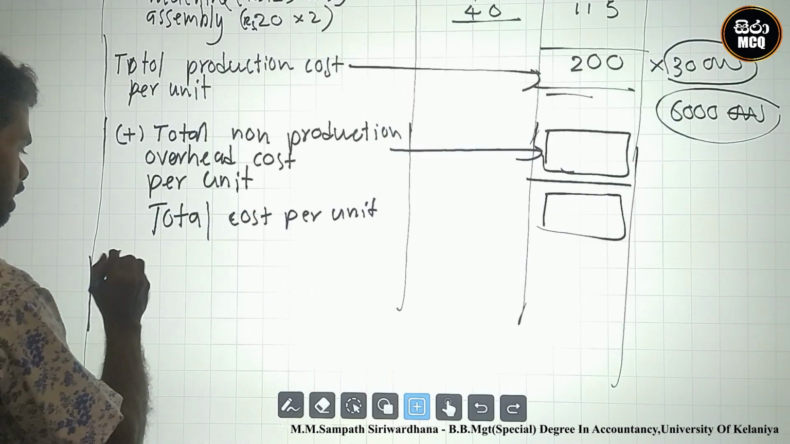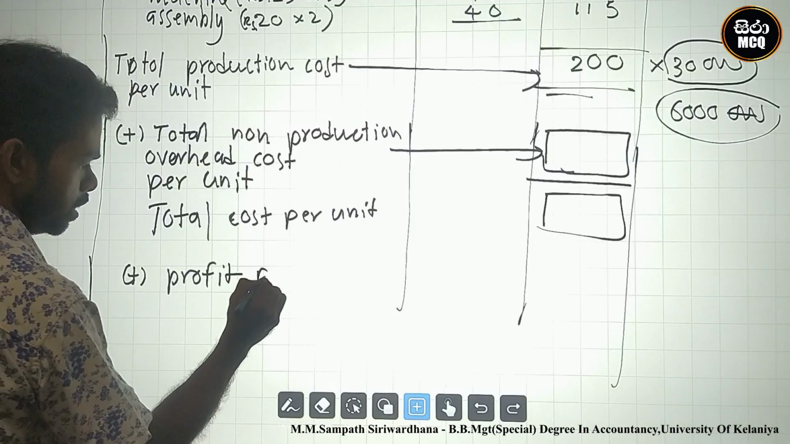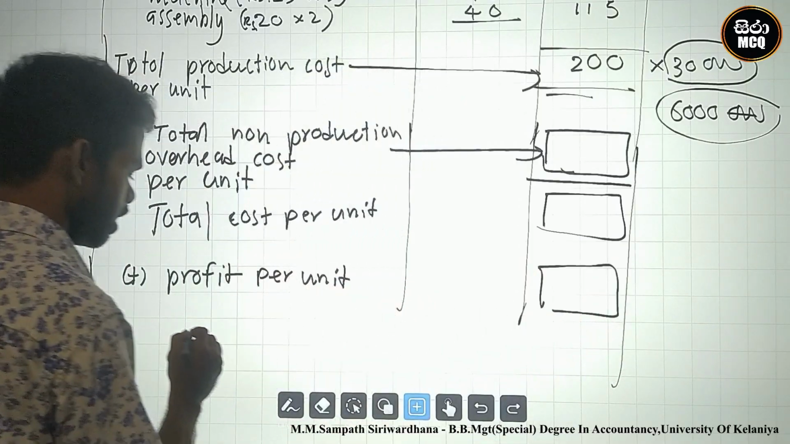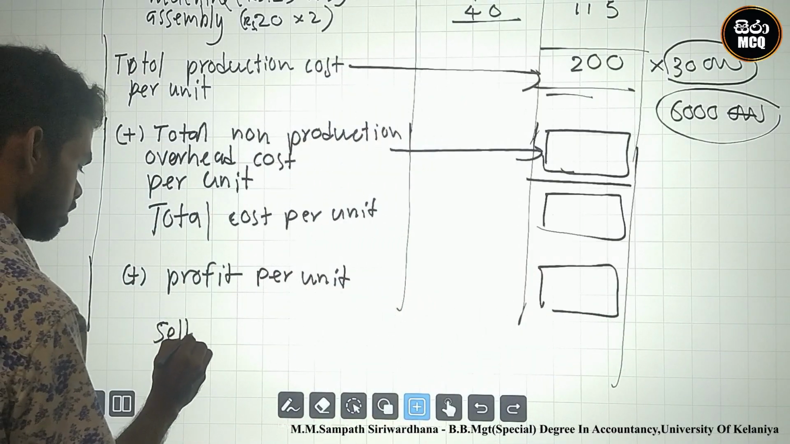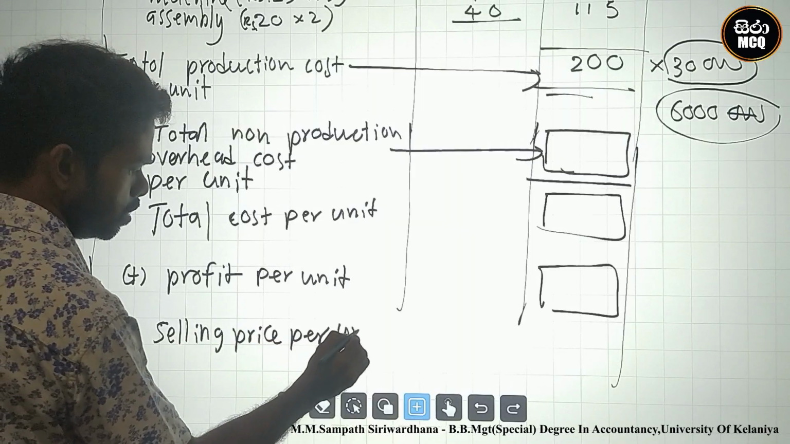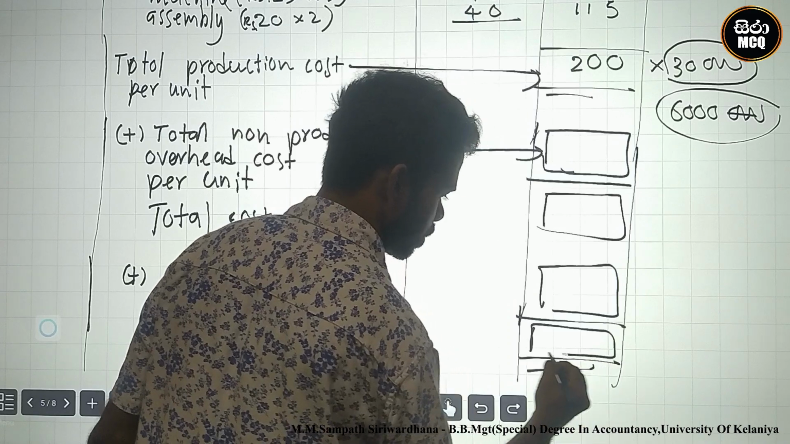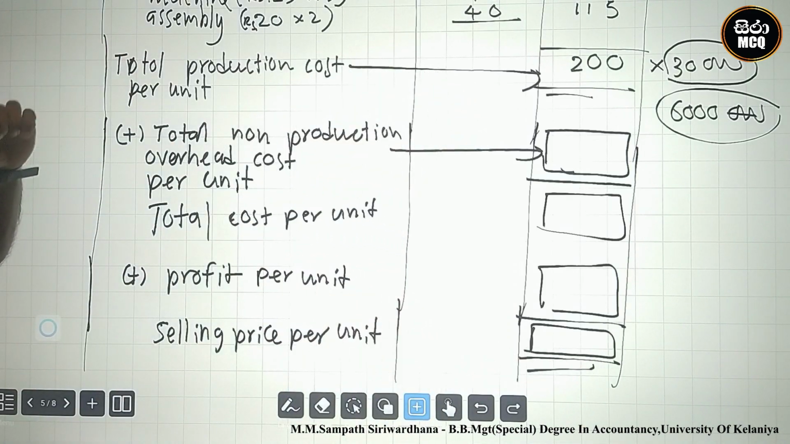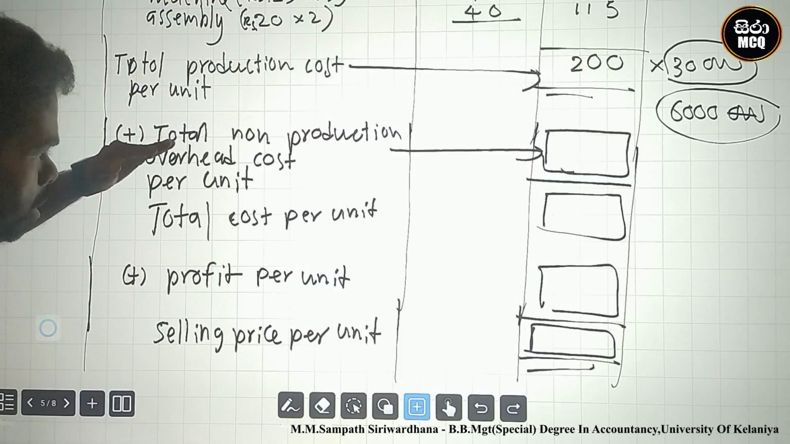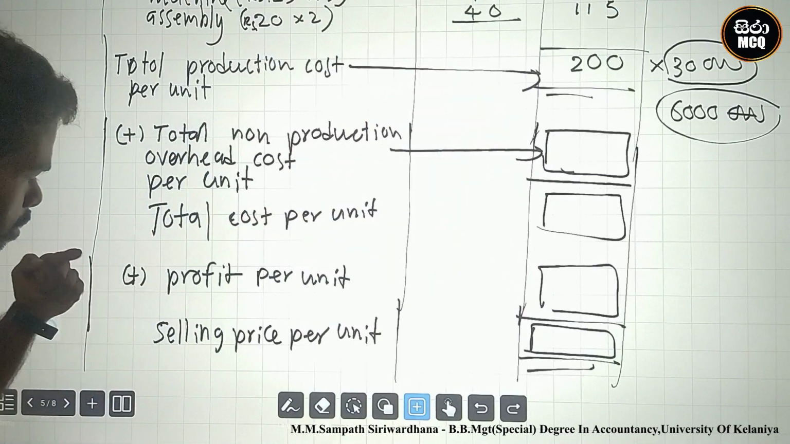After that I add profit per unit. After that I can calculate selling price per unit. This is the structure: selling price per unit. Okay, this is the formula. This is the total production cost per unit. I add total non-production overhead. We can calculate total cost per unit. This is total cost. After that I add profit per unit. We can calculate selling price.